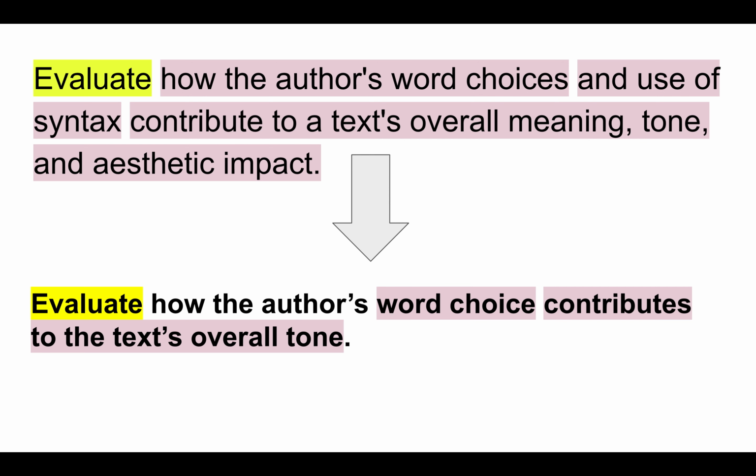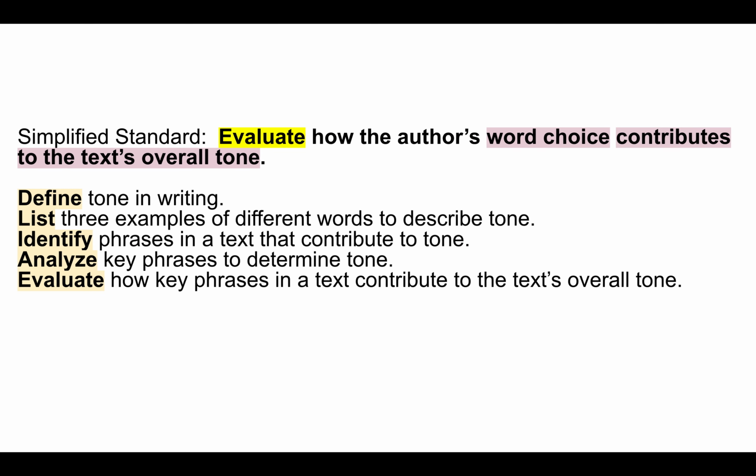So here's my simplified version of the standard down here. Evaluate how the author's word choice contributes to the text's overall tone, okay? Now, this could become an objective, but what I want you to think about is where on Bloom's taxonomy does the verb in the standard fall? So evaluate is a very higher order thinking verb. It is a very complex type of thought to evaluate something. So I recommend the stair-stepped approach where your objectives build up to evaluation. I would never just slap on the board, evaluate how word choice contributes to tone without some supporting standards leading up to that. So let's take a look.